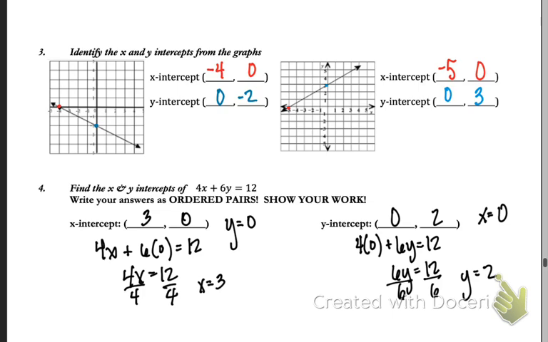My y-intercept, I'm letting x equal 0. So I plug 0 in, 4 times 0 plus 6y equals 12. Then that gives me 6y equals 12, divide by 6, and y equals 2. So my y-intercept is the ordered pair (0, 2).